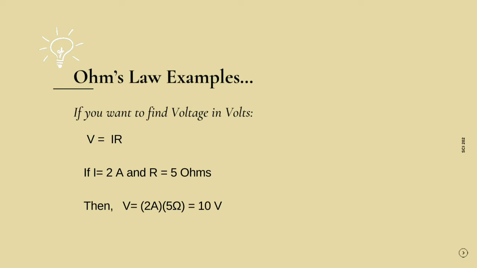Here are examples. If you want to find voltage in volts, V is equal to I times R. If I is equal to 2 ampere and R is equal to 5 ohms, then V is equal to 2 ampere multiplied by 5 ohms. The answer is 10 volts.